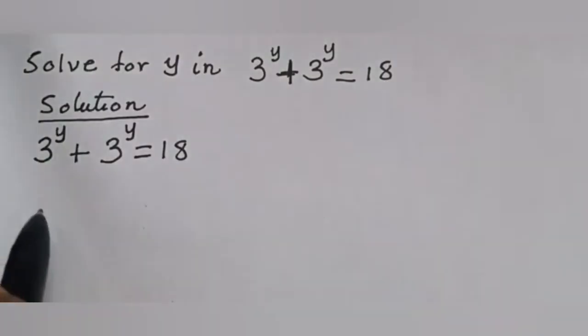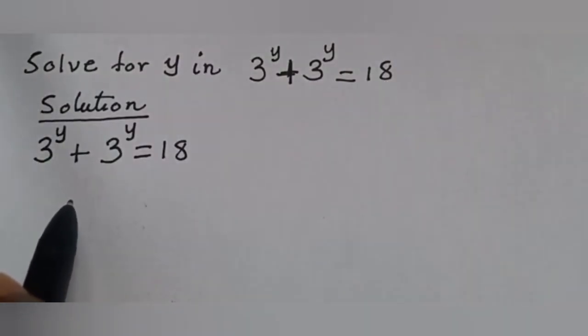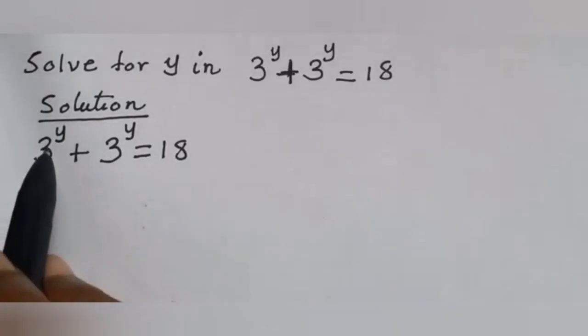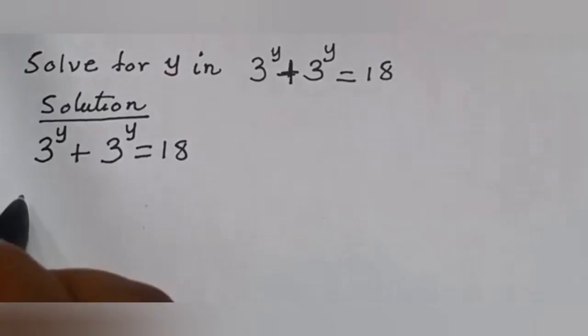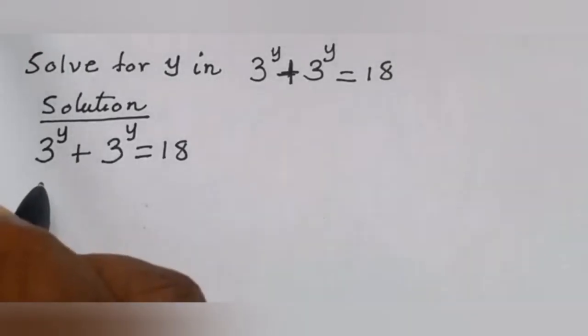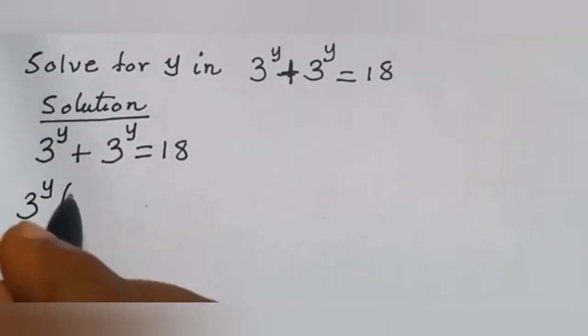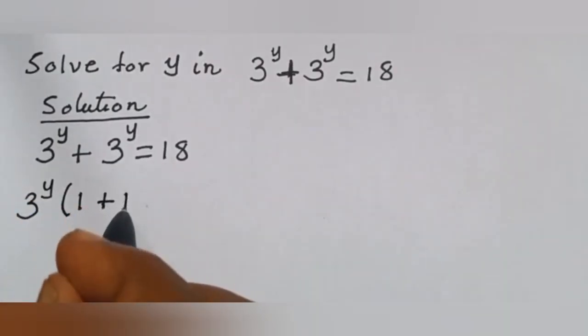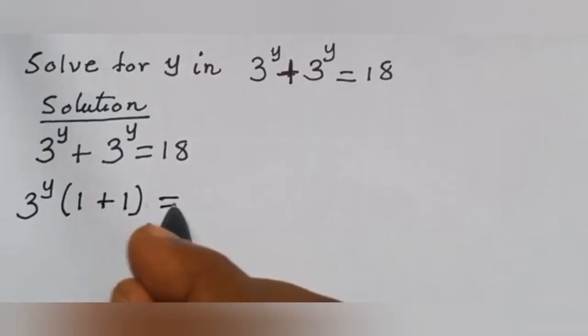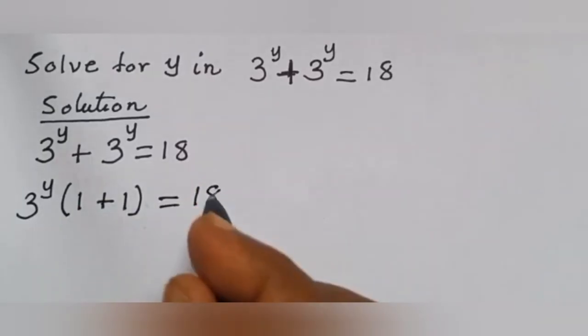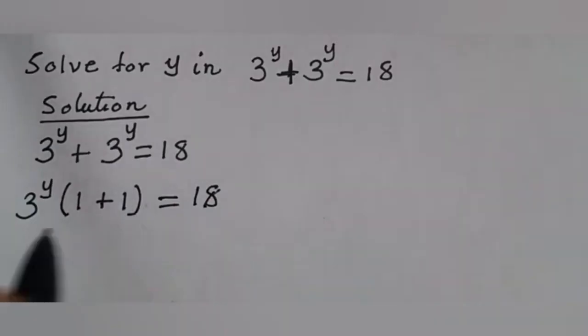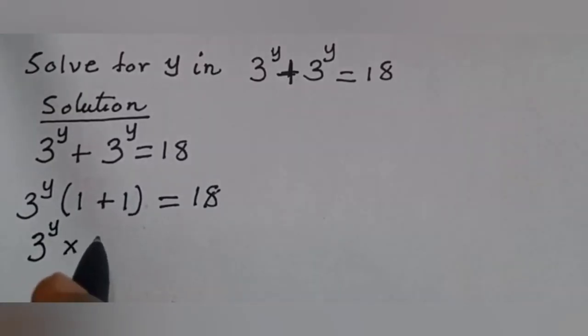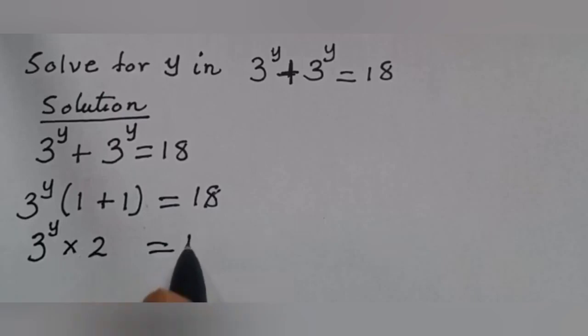In these exponential equations, we are supposed to find the value of y. In order to get the value of y, first factor out 3 raised to power y. In so doing, we have 3 raised to power y, and we remain with 1 plus 1 in the bracket equals 18. 1 plus 1 equals 2. So we have 3 raised to power y times 2 equals 18.